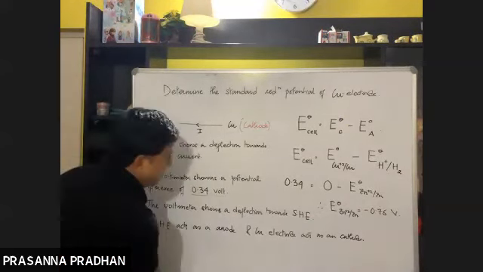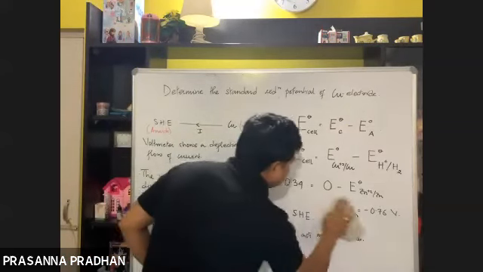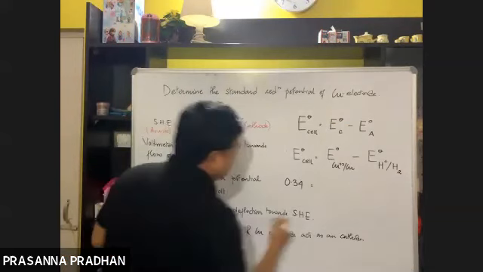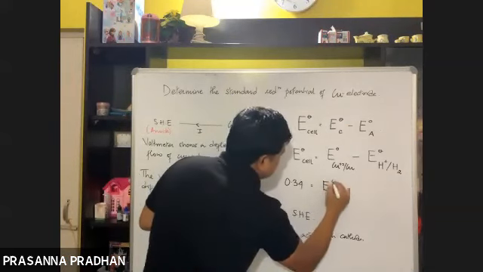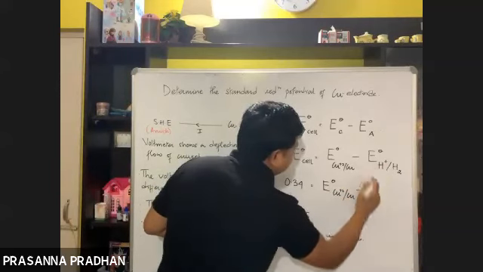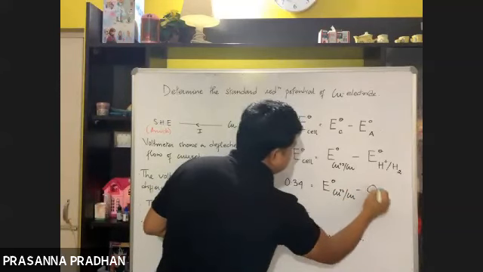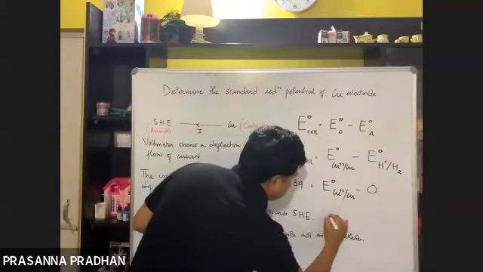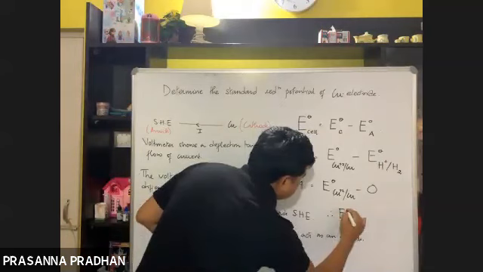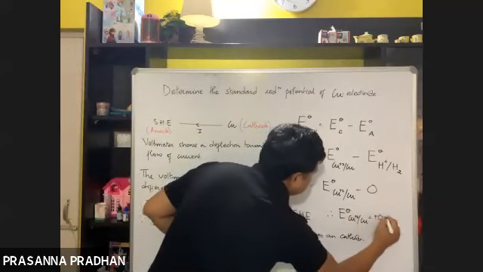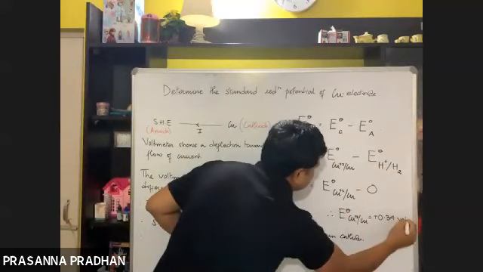So now let me put down the values out here. So E naught. What is the value of the hydrogen electrode? Standard reduction potential 0. So therefore, the standard reduction potential of the copper electrode is equal to plus 0.34 volt.